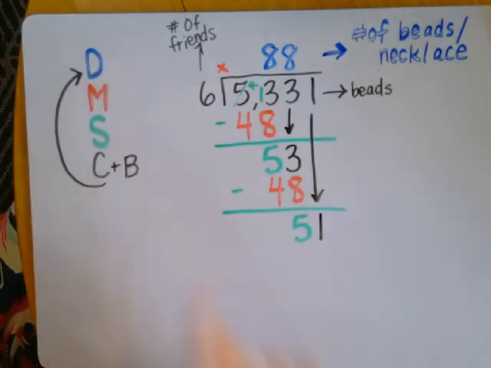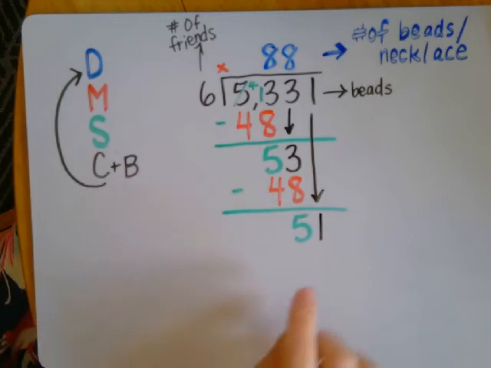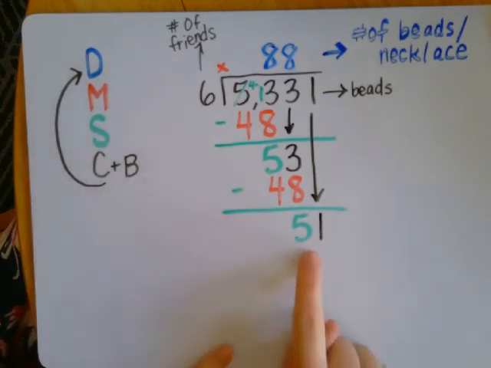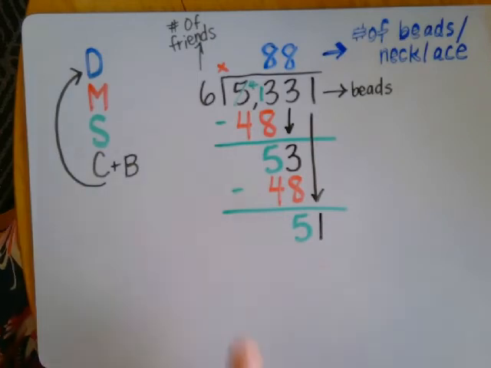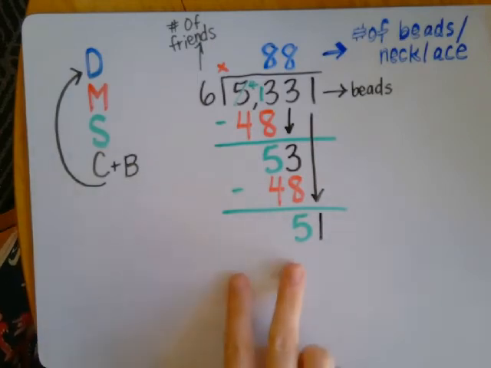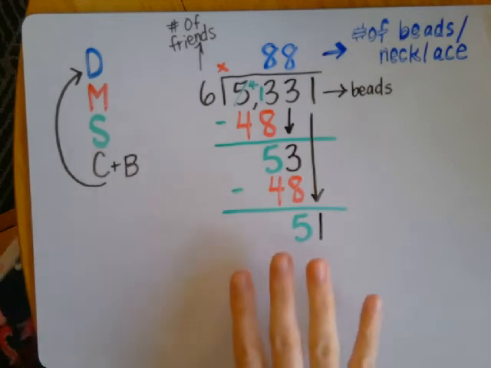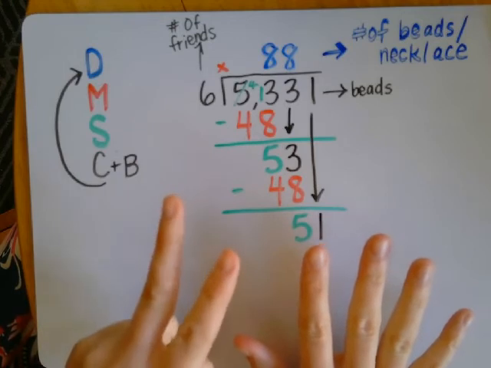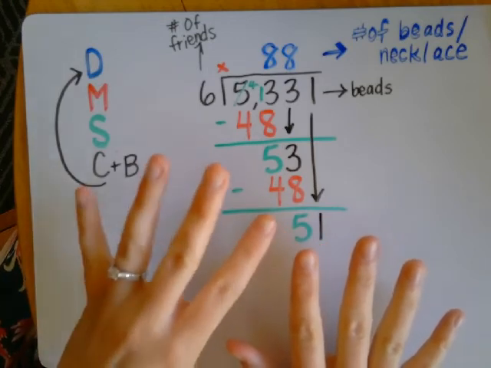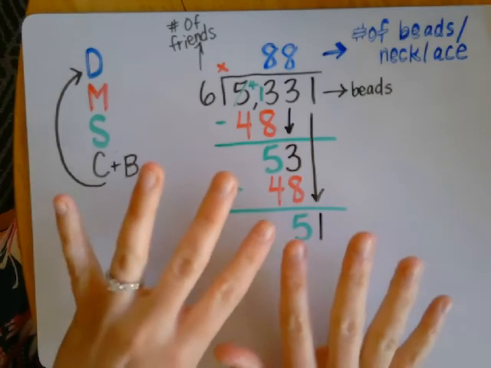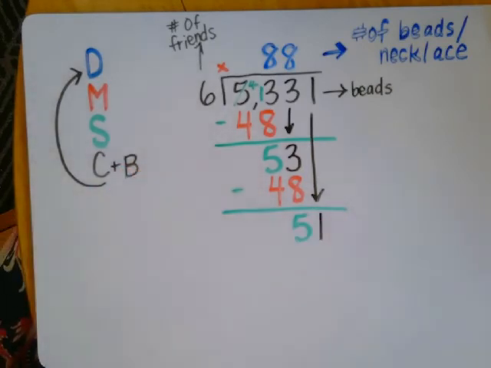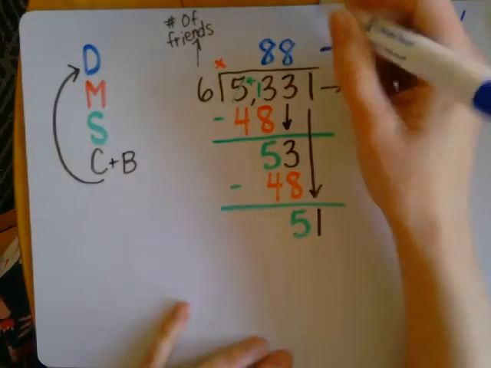I need to go back to the very beginning and start over with division. So 51 divided by 6. How many groups of 6 can I make out of 51? Counting by 6s. 6, 12, 18, 24, 30, 36, 42, 48, 54. So 9 groups is too many, so I have to go back to 8 groups. So the 8 goes right above here.